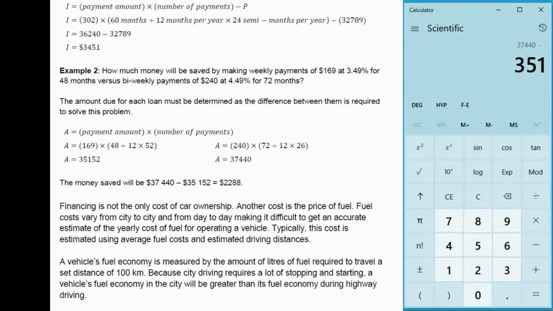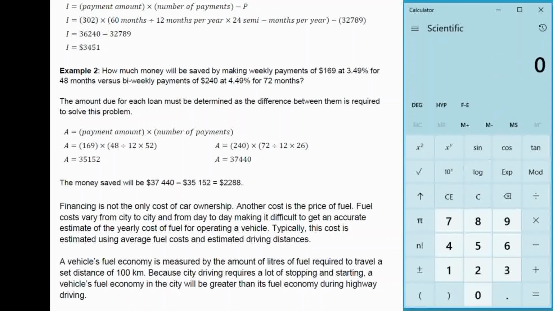Now if we subtract the two, we end up with a difference of $2,288. So by extending the loan from 48 months to 72 months, we end up with an extra $2,288 that we have to pay. Or you can look at it as by taking the 48-month option versus the 72-month option, we'd save $2,288.